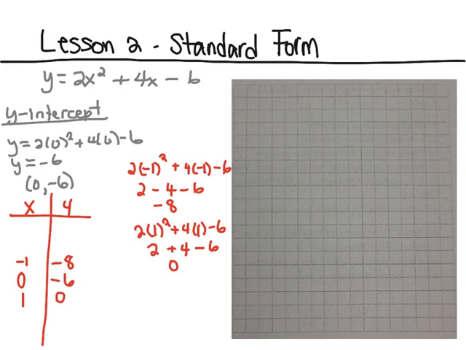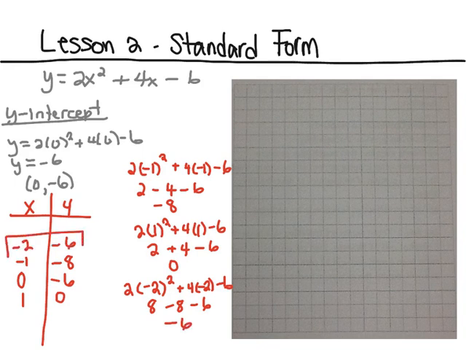Let's try negative 2. So 2 times negative 2 squared plus 4 times negative 2 minus 6. 2 squared is 4 times 2 is 8. 4 times negative 2 is negative 8. So this one is negative 6. So we have found our two values.